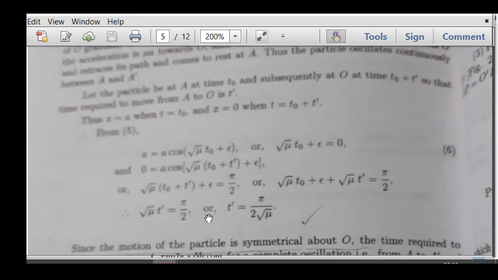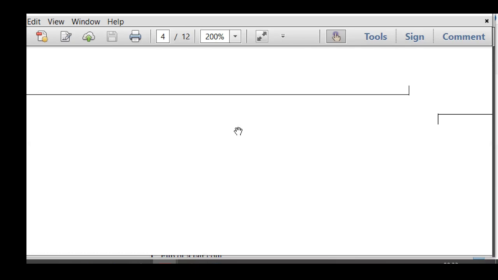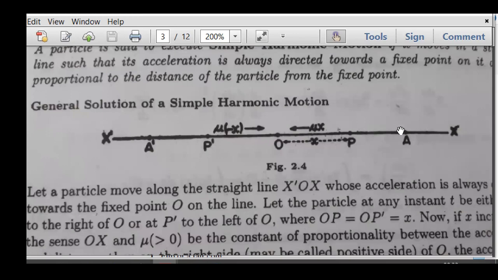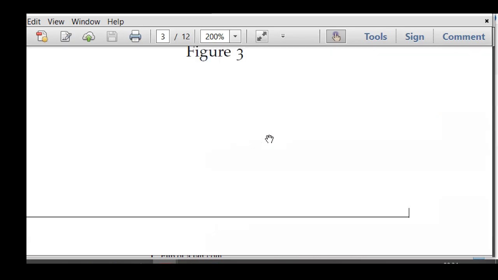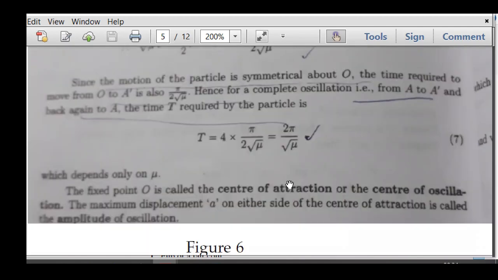So as I said, we are in search of this t dash. But why are we in search of t dash? Because t dash is the time required to move from A to O. And as soon as you get this t dash, as I already said, the motion of the particle is symmetrical about O. The time required to move from A to A dash is this thing only. That means, as I have said, you are getting the same equation of motion. So whatever timing you are getting here, the same timing will be required here for going and again for coming. So 4 into t dash is our time period, capital T.